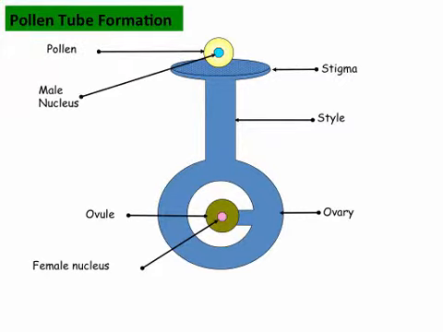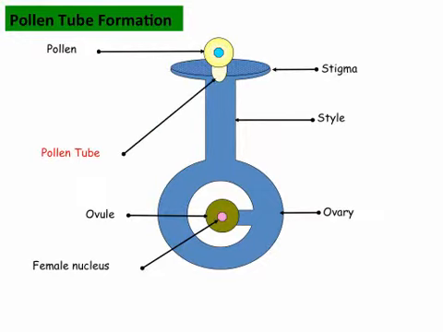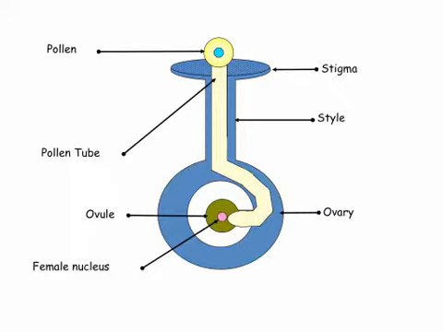So, once the pollen lands onto the stigma, you can see the male nucleus inside the pollen there. A pollen tube will start to grow. This is true for both types of flower. The pollen tube is actually one of the fastest growing things in the natural world. It grows down the style towards the ovary, and then the male nucleus will start to travel down the pollen tube towards the ovule and the ovum.